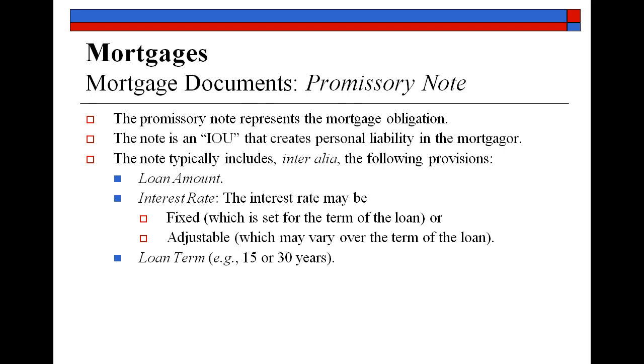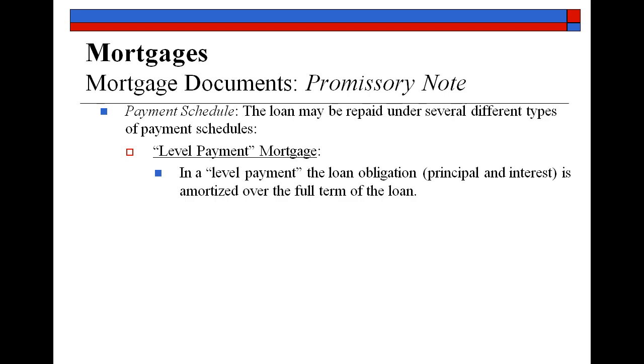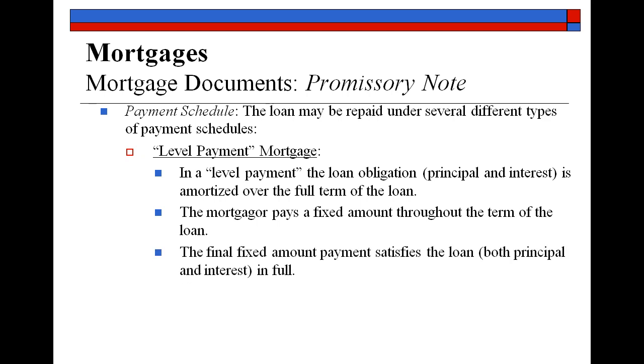The mortgage note will also include the payment schedule, and there are many different types of payment schedules that can be made. We'll discuss just a few of the typical examples here. The first is the level payment mortgage. In a level payment obligation, the principal and the interest are amortized over the full term of the loan, and then the mortgagor pays a fixed amount throughout the term of the loan. When the final payment is made, that payment satisfies the loan and the mortgage will be discharged.